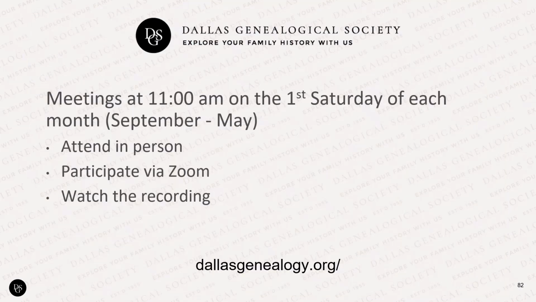I mentioned that we have these monthly meetings. They're generally held September through May at 11 o'clock in the morning on the first Saturday of each month. You can come on down to the library and join us in person. You can join us via Zoom and just watch us at home wearing your bunny slippers. We generally record the meetings, and with the speaker's permission, we will record their presentations as well. We always have a speaker at the general meeting talking about something related to genealogy and genealogical research. And again, these are all open to the public, and we invite you to join us and participate any way that you care to.